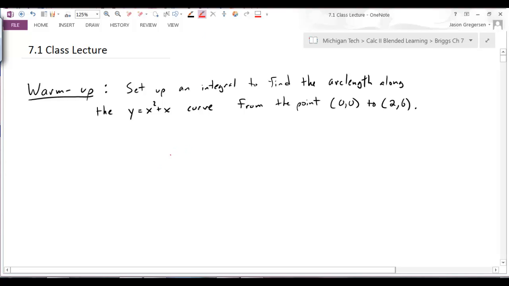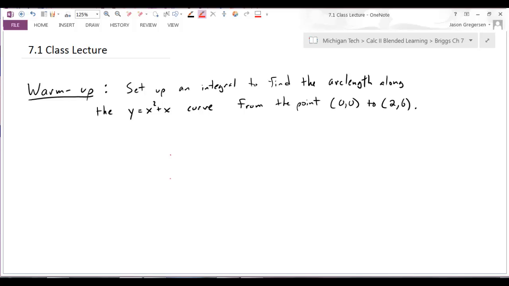All right, so the warm-up says set up an integral to find the arc length along this curve between 2 points. So we have some sort of curve. We want to find the distance a particle would travel along this path between these 2 points. So the first question, I guess you could say, is are these points really on the curve? It'd kind of mean if I gave you points that weren't actually on the curve.